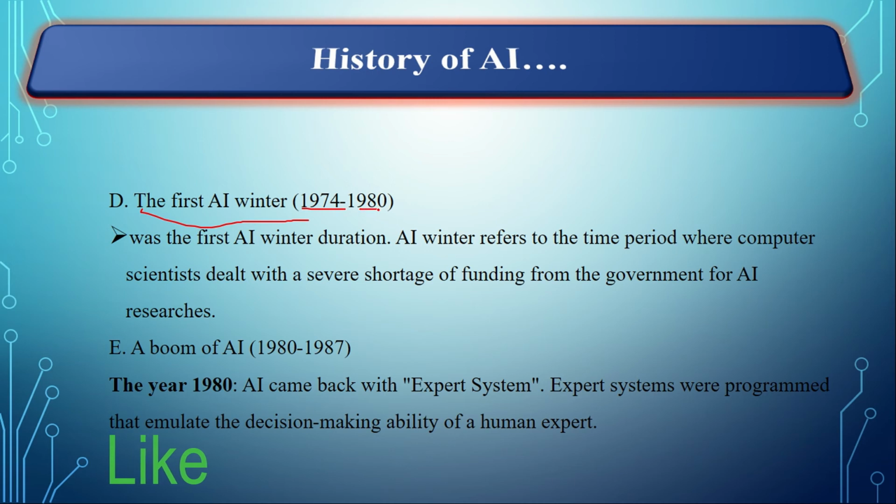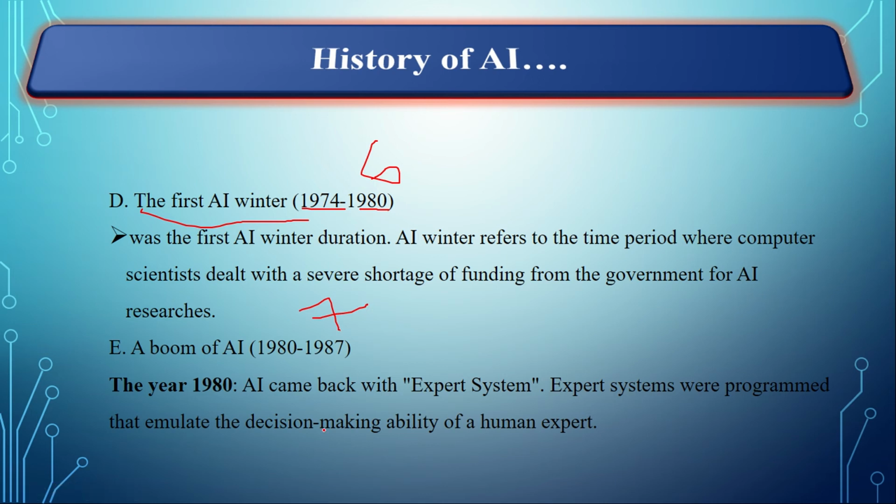1974 up to 1980. Now it is moving quickly, with a 6-year gap. What is the first AI winter? AI winter refers to the time period where computer scientists dealt with a severe shortage of funding from the government for AI researchers. Then a boom of AI, 1980 up to 1987, for 7 years.